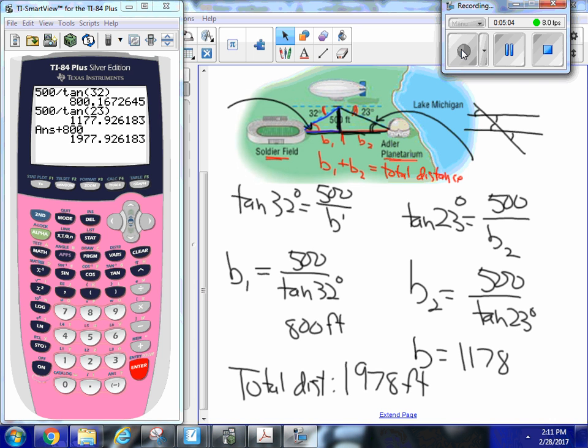So this problem, like many of the others, is a problem of finding the triangle, but in this case we had to think of two triangles and put two triangles together. Not an uncommon thing to have to do. Good problem.